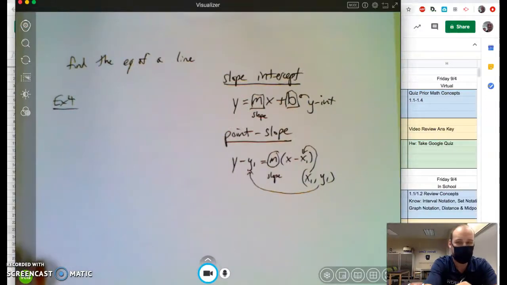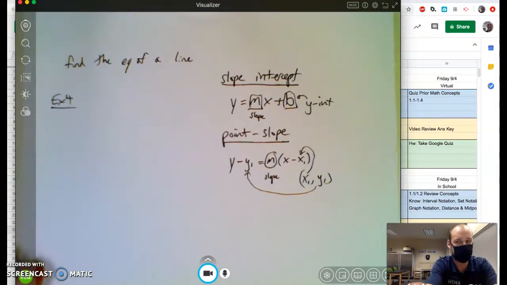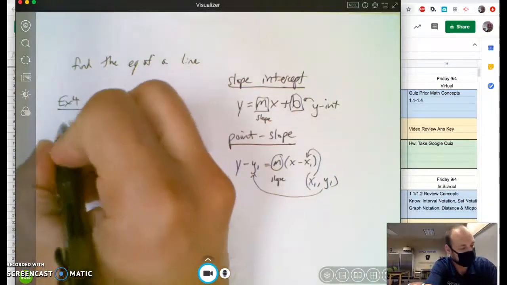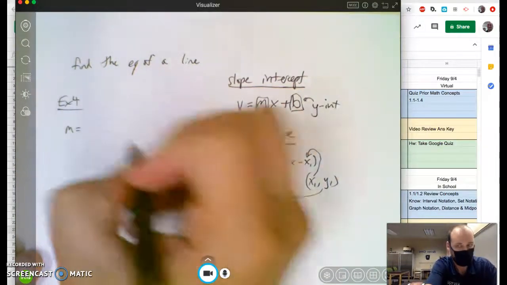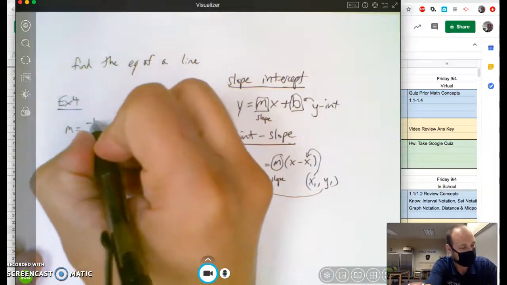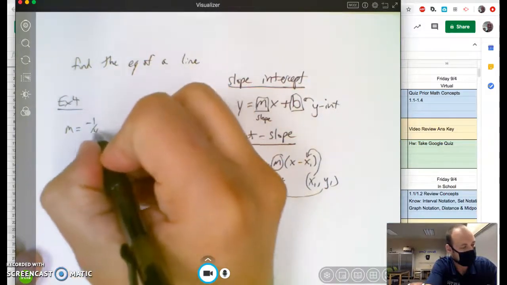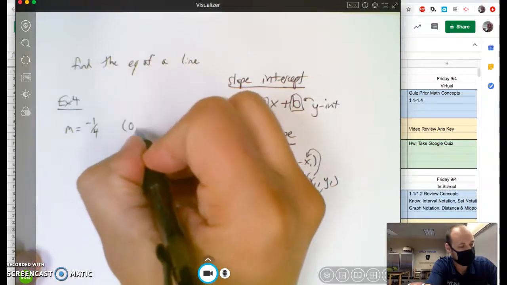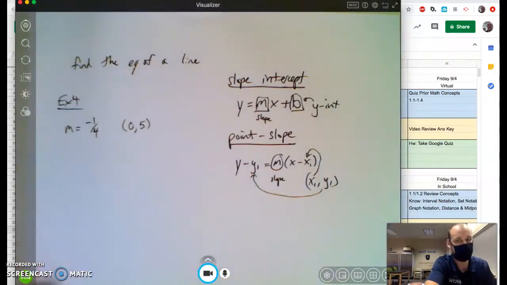All right, so basically there's three different situations you could be in to write the equation of a line. The easiest thing possible is if they give you a slope. So if I tell you your slope is -1/4, and your y-intercept is the point (0, 5), can you write the equation of a line?